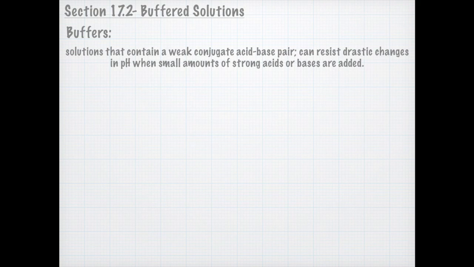The next concept that we're going to look at are buffered solutions. And buffered solutions use this concept of the common ion effect, but enable us to consider how solutions can actually minimize the effect of adding a strong base or a strong acid by limiting how much the pH of their solutions is changed. So buffers specifically are solutions that contain a weak conjugate acid-base pair, and they can resist drastic changes in pH when small amounts of strong acid or base are added.